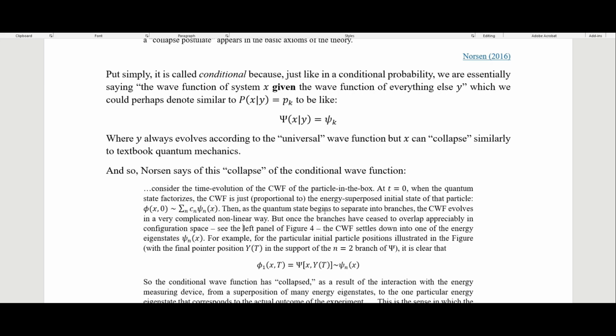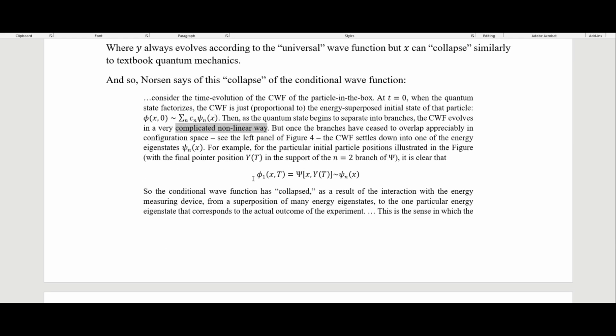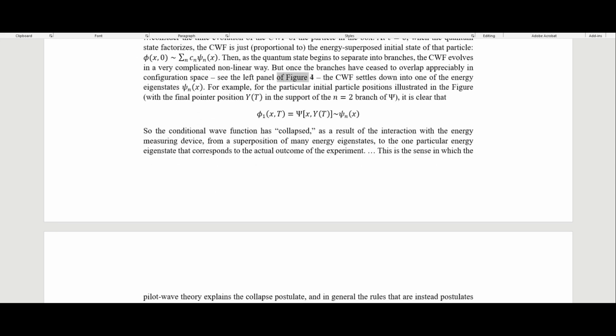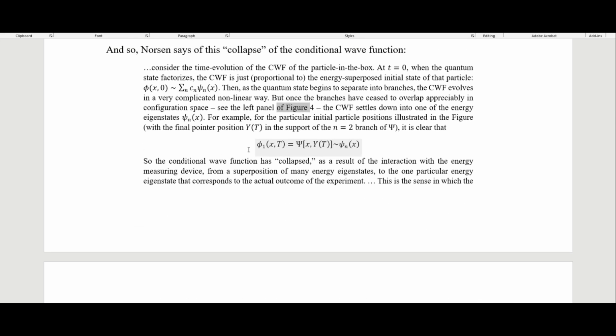Then, as the quantum state begins to separate into branches, the conditional wave function evolves in a very complicated, nonlinear way. And that's why we end up with this weird path that the particle takes through configuration space. But once the branches have ceased to overlap appreciably in configuration space, as on the left of figure 4, which is shown right here, the conditional wave function settles down into one of the energy eigenstates.